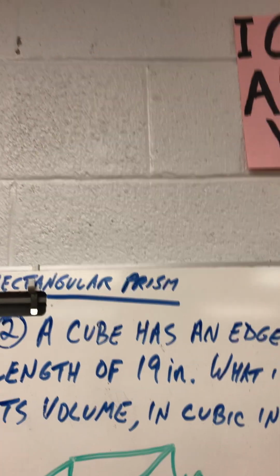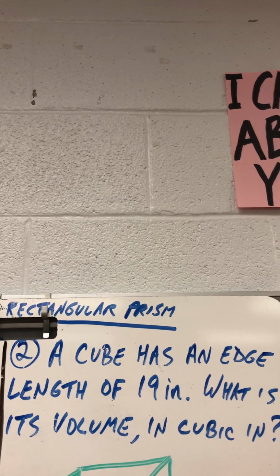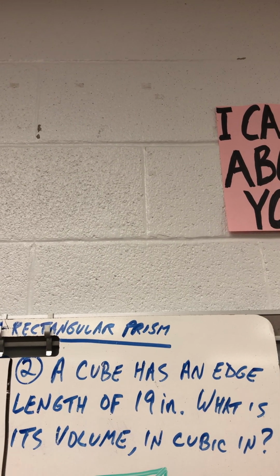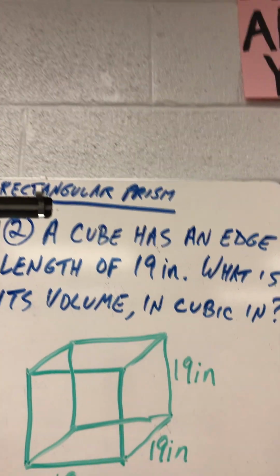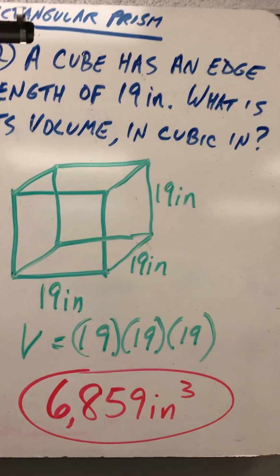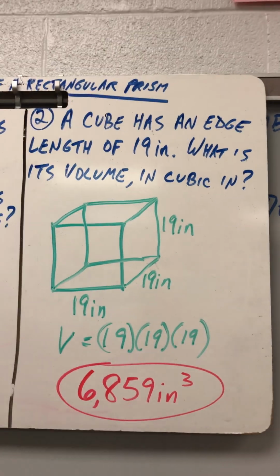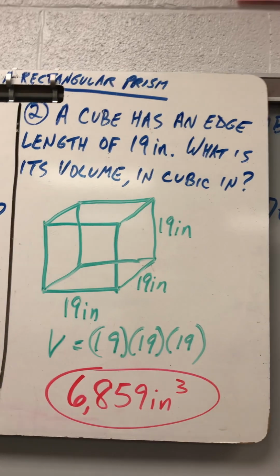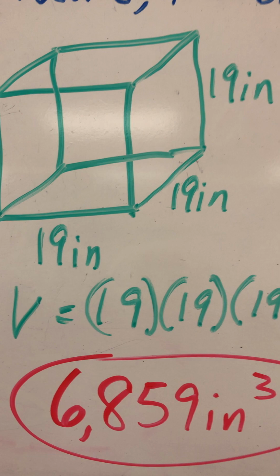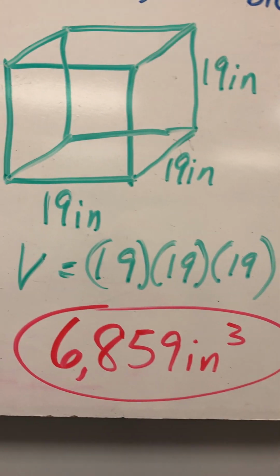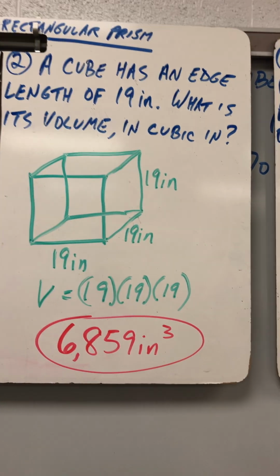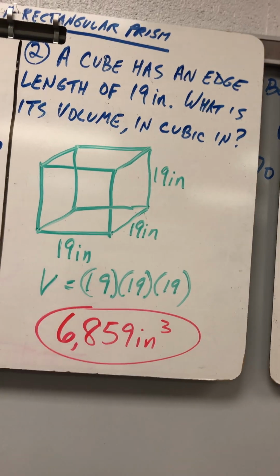A cube means all the sides are equal. A cube has an edge length of 19 inches. What is the volume in cubic inches? So it's going to be 19 times 19 times 19, which will give you 6,859 cubic inches. Please remember, if you're doing Delta Math, if you try and put the comma in there, it's going to open up another answer box. So don't use commas in Delta Math, please, unless you're trying to open another answer box.